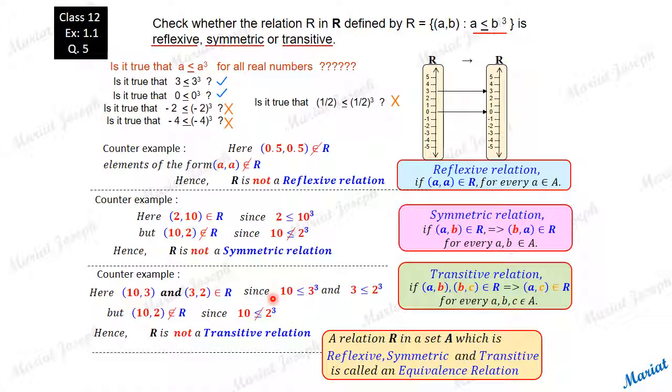Now, is it an equivalence relation? Not at all. A relation which is symmetric, reflexive, and transitive is called an equivalence relation. This relation is none of them. So, this relation is not an equivalence relation.